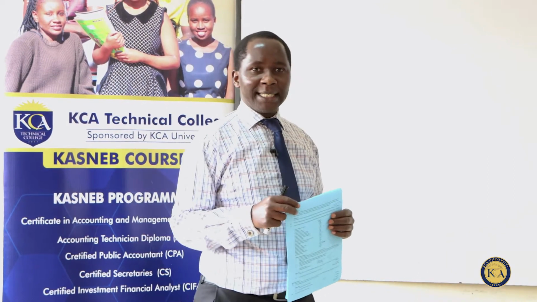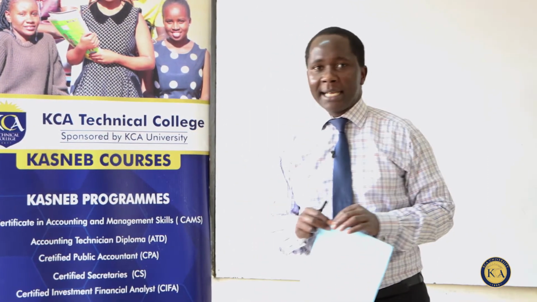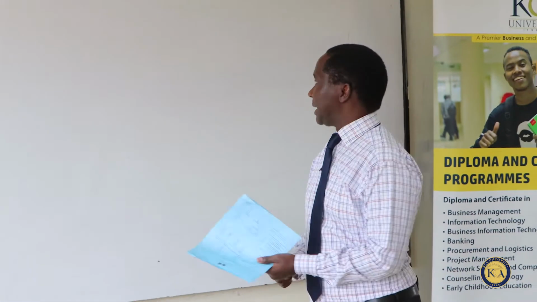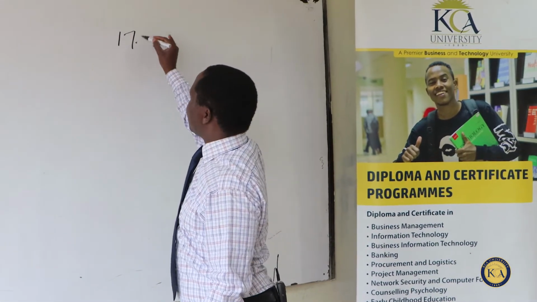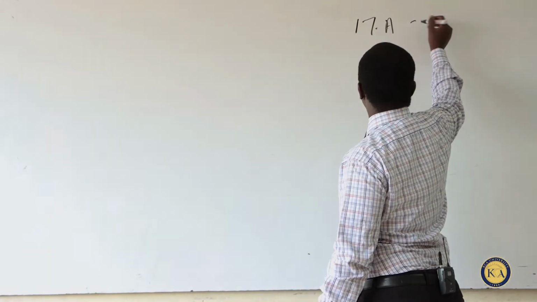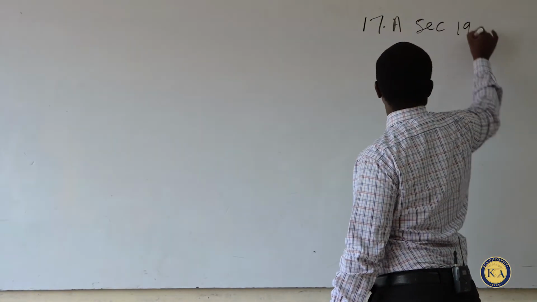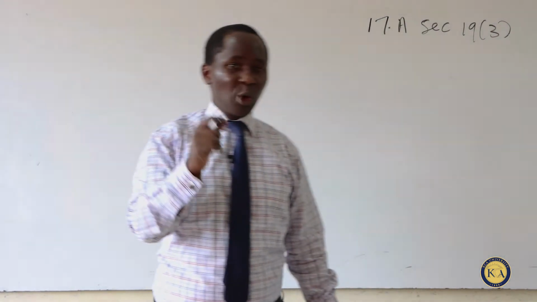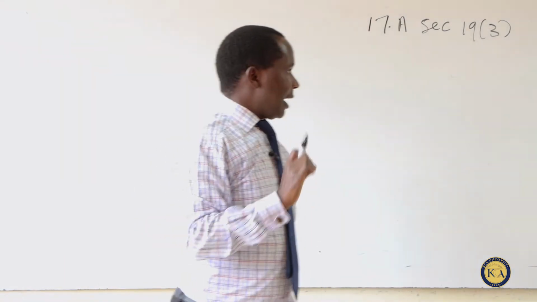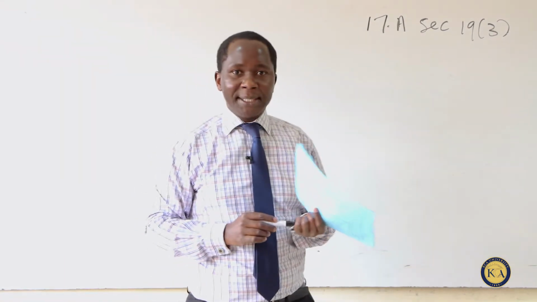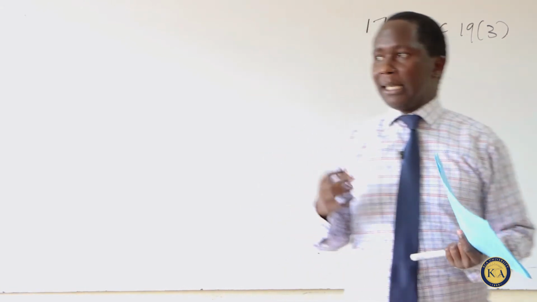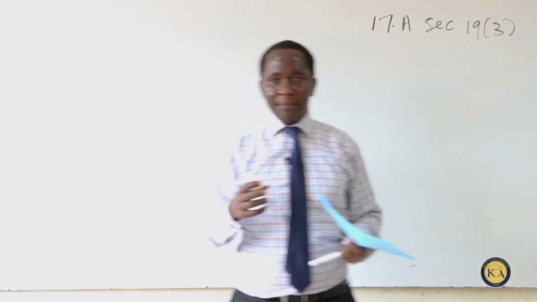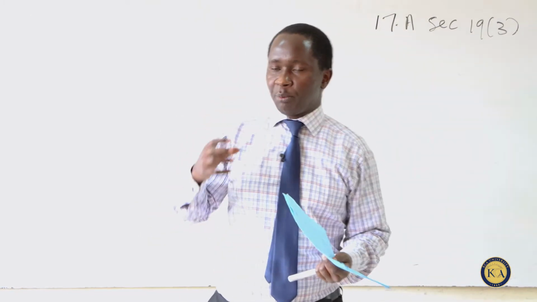Today, we are going to consider taxation of business income, and in particular, taxation of resident insurance companies. This is a matter outlined in the Income Tax Act, Section 19, subsection 3. This is specific to taxation of resident insurance companies' general business. What is provided under this section, just to remind us, is that we tax the premium income less expenses that are attributable to the business.